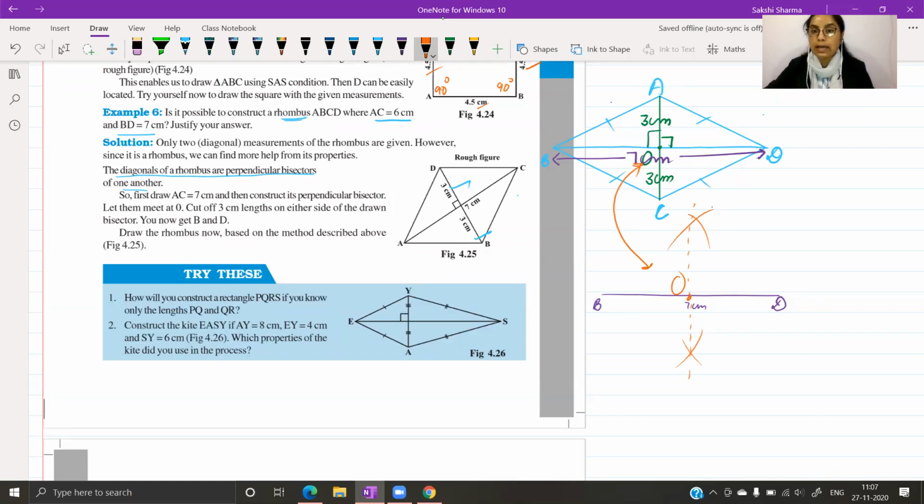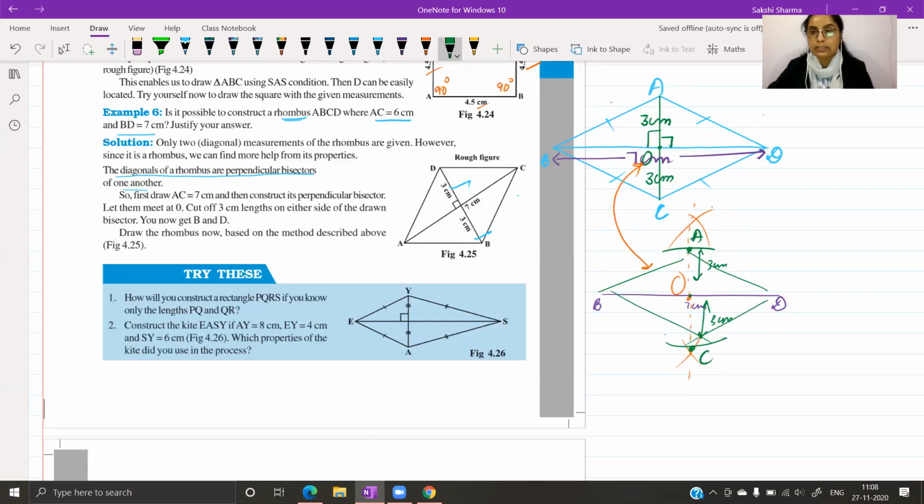Now, if you look at the other diagonal AC, above O you have 3 centimeters and below O you have 3 centimeters. So that will be the next step. You will open the compass 3 centimeters. You have to draw arcs from point O, once above. So this distance will be 3 centimeters because we will open the compass 3 centimeters and draw an arc from O. Same way, do it below also, and then you will get a point here that will also be 3 centimeters away. These 2 points obtained will be the endpoints of the other diagonal. You can name them as A and C, and afterwards you can just join and obtain your rhombus.